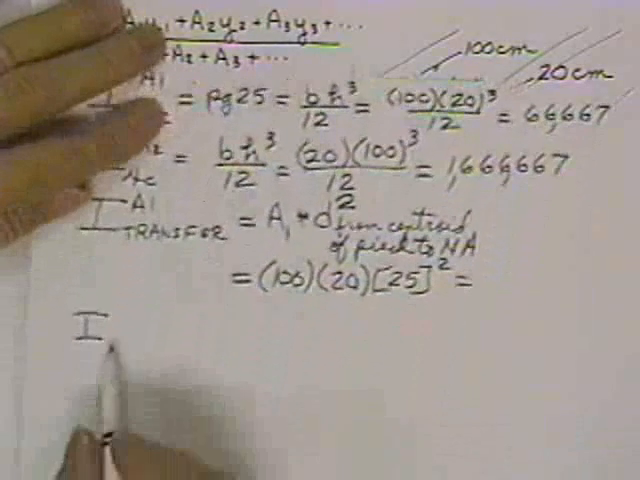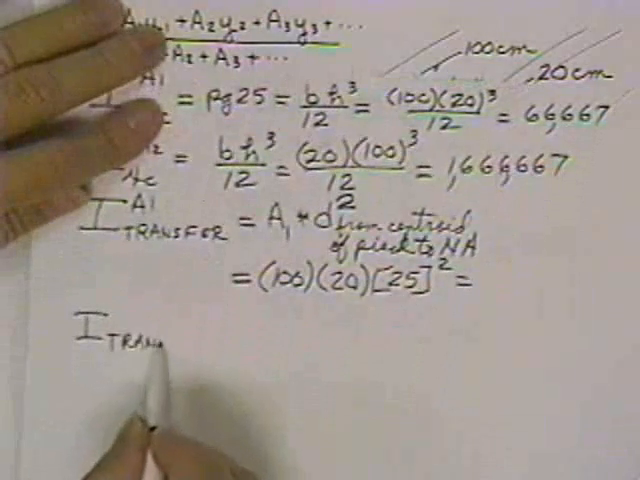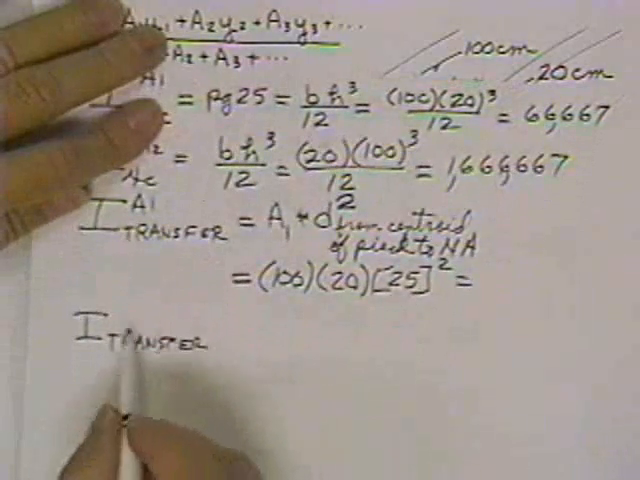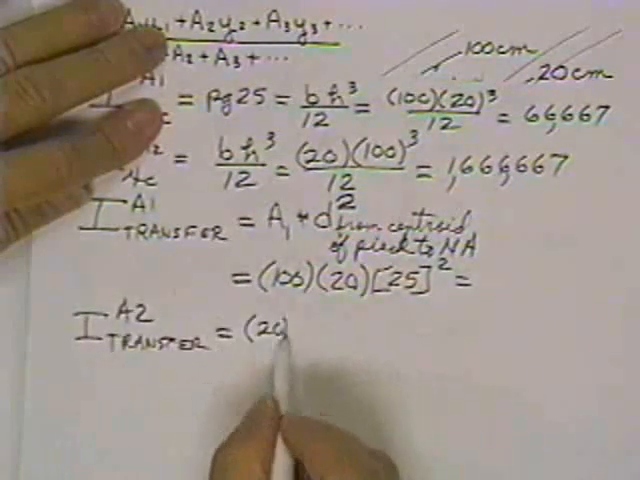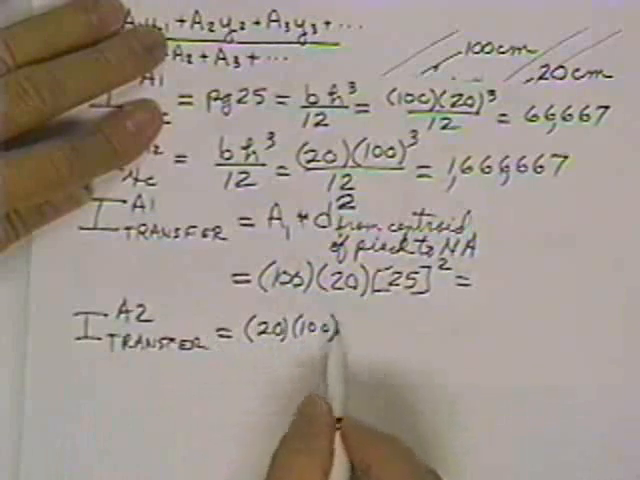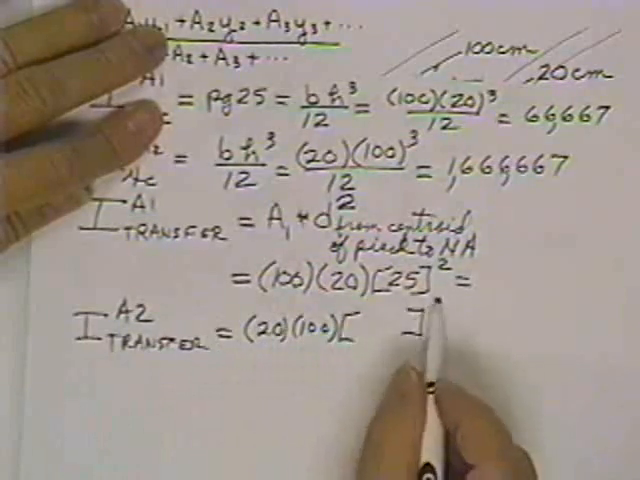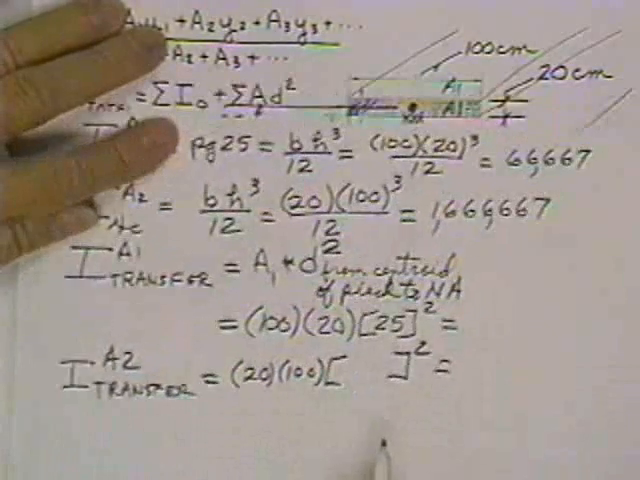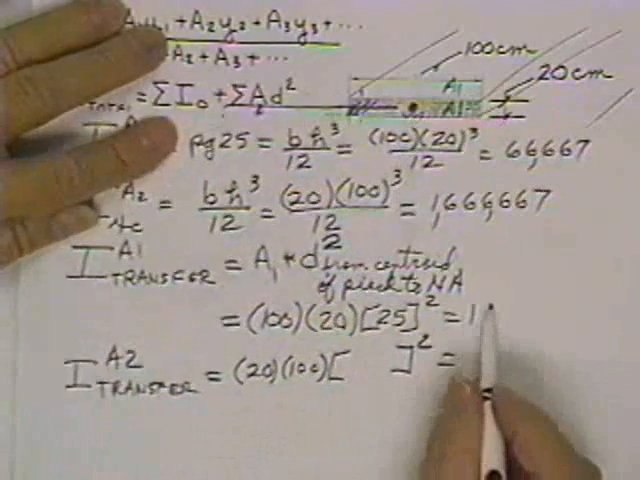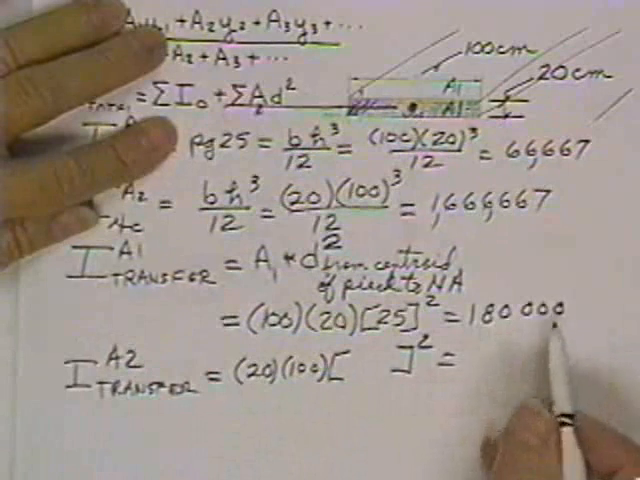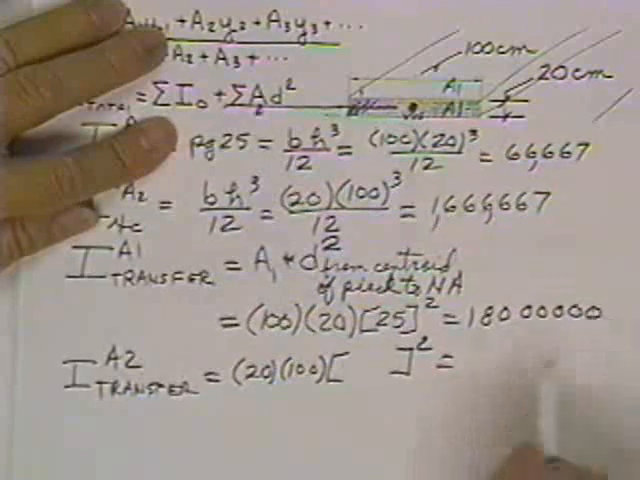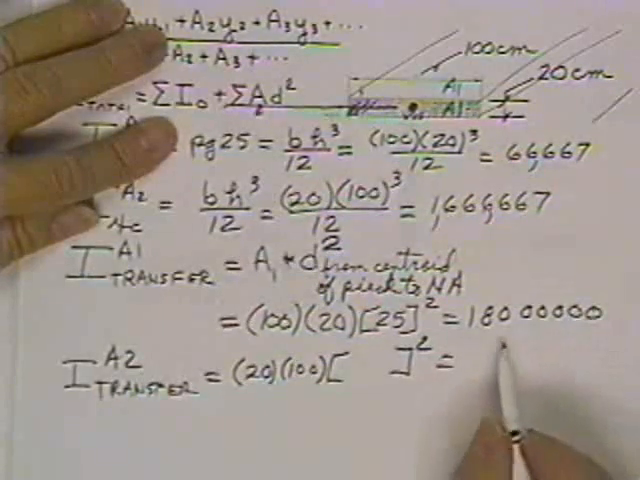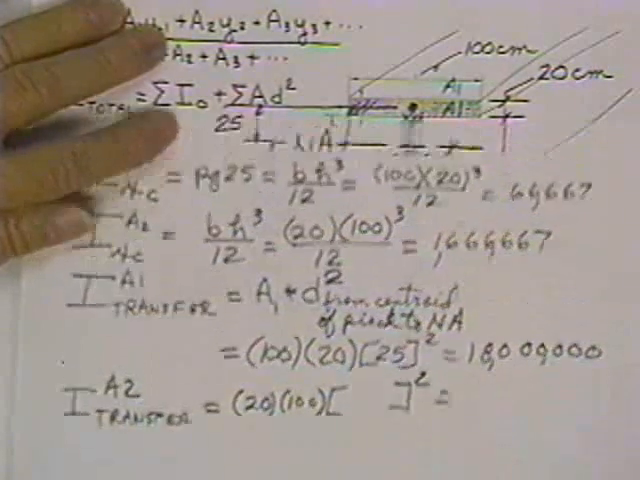You also have a transfer moment of inertia for area 2. It is 20 wide by 100 deep. What'd you get for this one? 180,000,000. Wait a minute. 1,800,000... You sure now? Count them rascals. 6 zeros. 1, 2, 3, 4, 5, 6. All right, so that's 18 million.